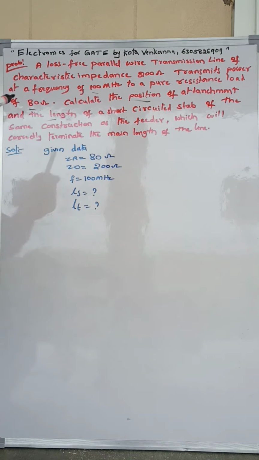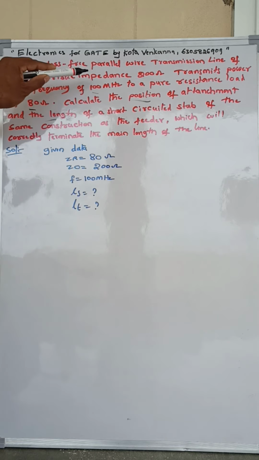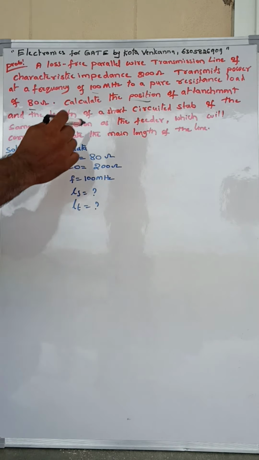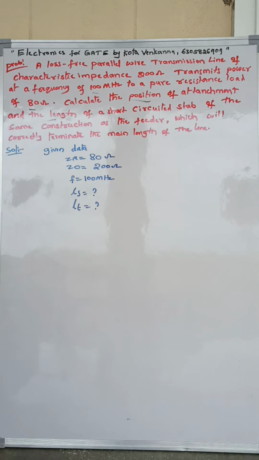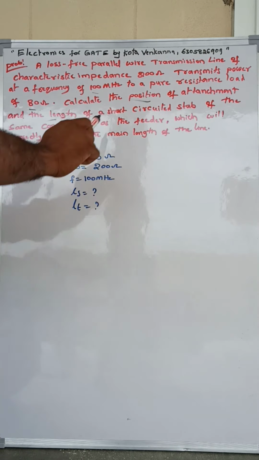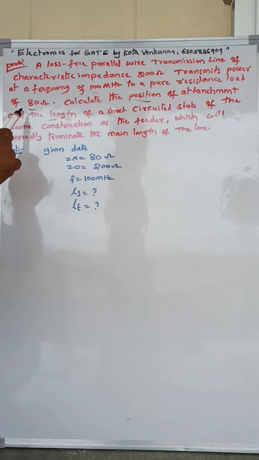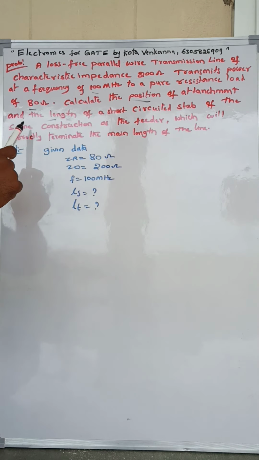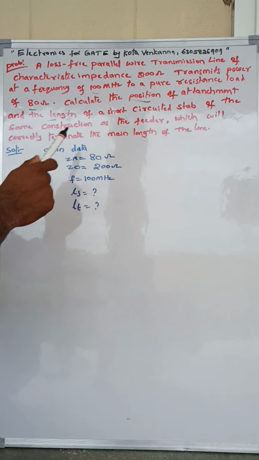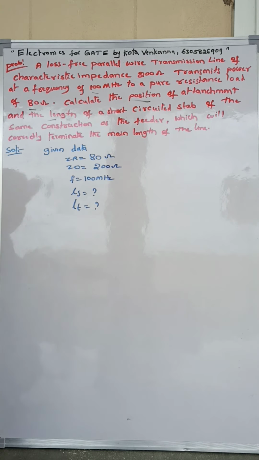Here I want to discuss a problem on transmission lines. A loss-free parallel wire transmission line of characteristic impedance Z0 of 200 ohms transmits power at a frequency F of 100 megahertz to a pure resistance load ZR of 80 ohms. Calculate the position of attachment and the length of the short circuited stub of the same construction as the feeder, which will correctly terminate the main length of the line.